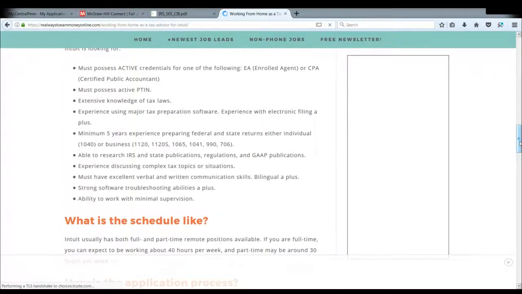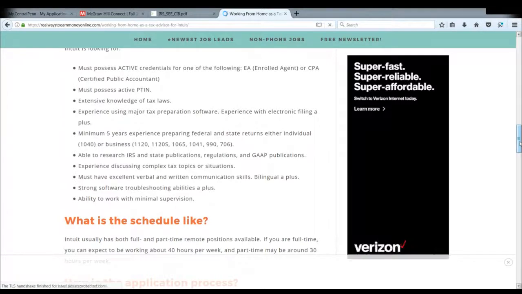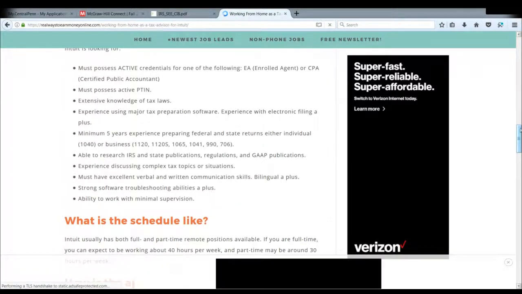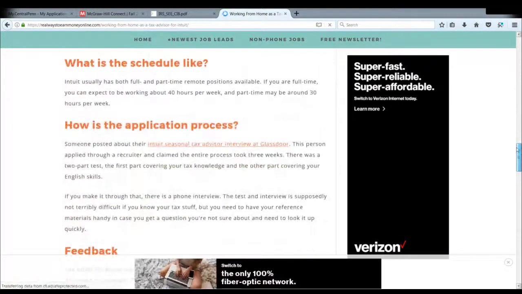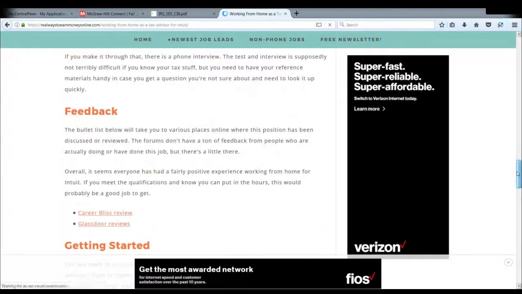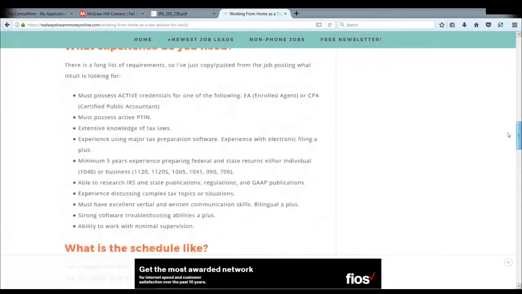So what is a normal tax season? We're talking about February 1st to like April 15th. So if you are full-time, 40 hours a week, part-time, maybe around 30 hours per week, but really they set up their own schedule. So think about it.